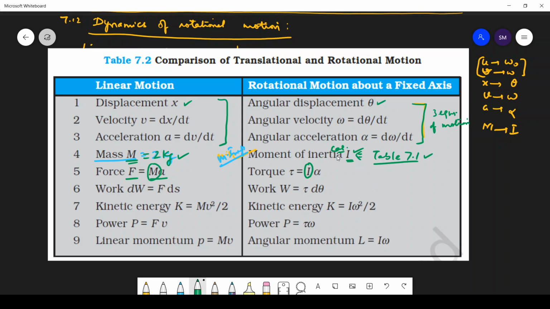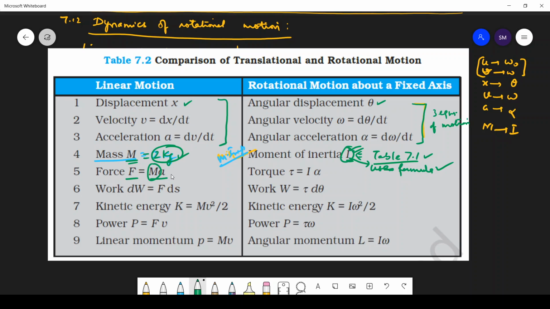We have already calculated the formulas, but we need to apply the formulas and calculate the value of I. So we need to use the formula here. There was no formula for mass here, but there is a formula for moment of inertia, and we have to use the formulas from table 7.1.